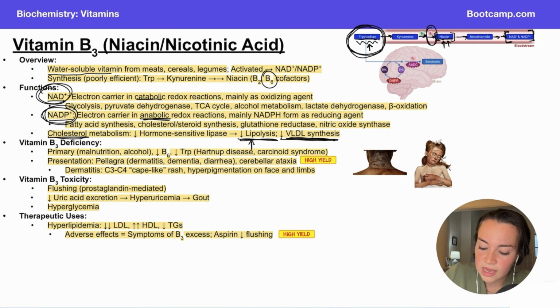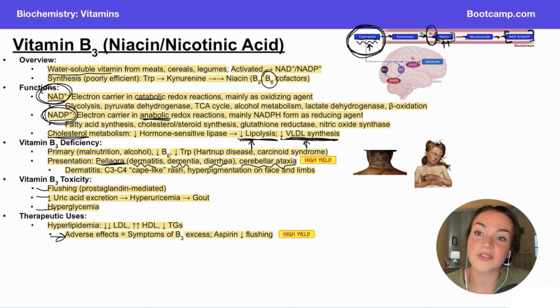Those abilities make it a therapeutic option, albeit a second-line one, in hyperlipidemia, but be careful not to oversupplement or you may see some adverse effects like flushing, gout, and hyperglycemia. A vitamin B3 deficiency leads to pellagra, which is that characteristic triad of dermatitis, dementia, and diarrhea, as well as potential findings of cerebellar ataxia. And go check out the video on tryptophan metabolism for a review of those concepts.